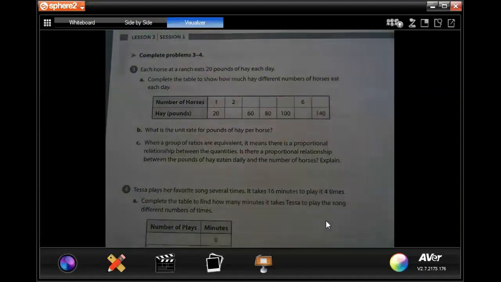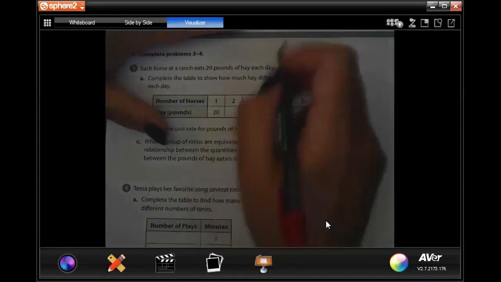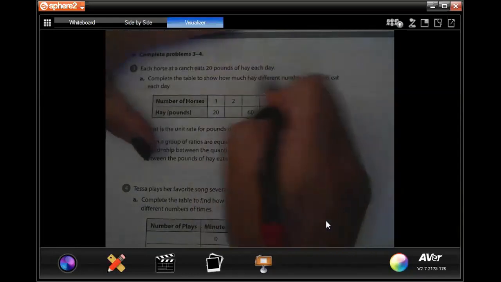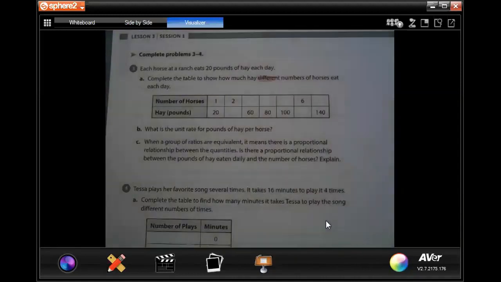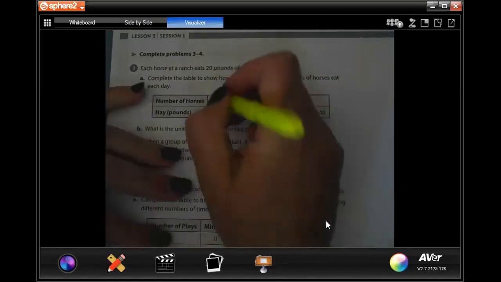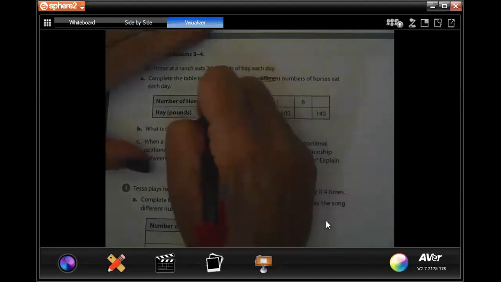Each horse at a ranch eats 20 pounds of hay each day. Complete the table to show how many pounds of hay there are per horse. This is a typo. All right, so remember, we are not looking at the relationship here. We are looking at the relationship between number of horses and hay in pounds. So you ask yourself, all right, well, what do I do to 1 to get 20?